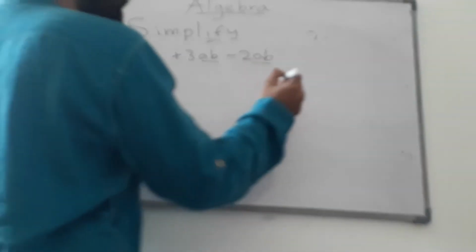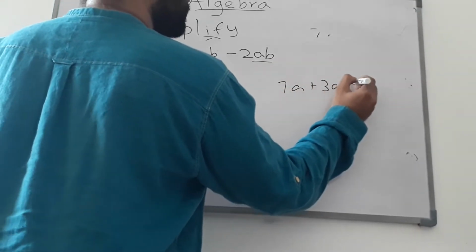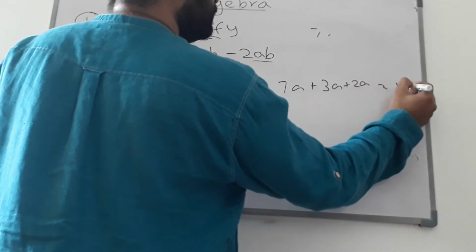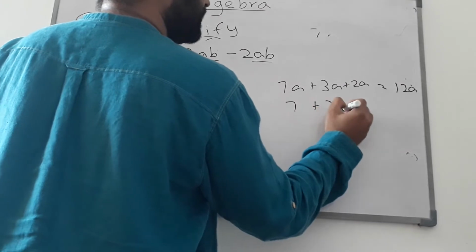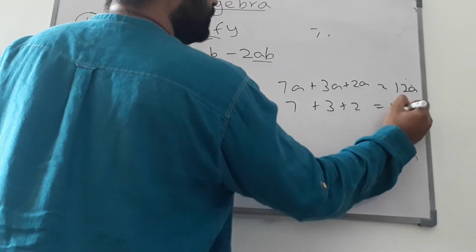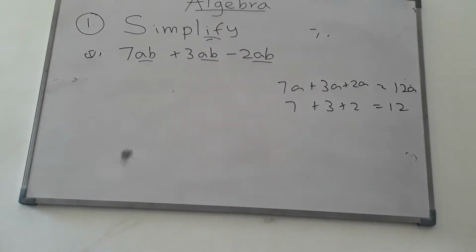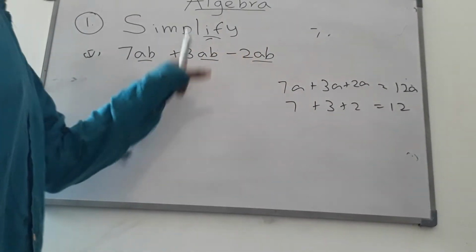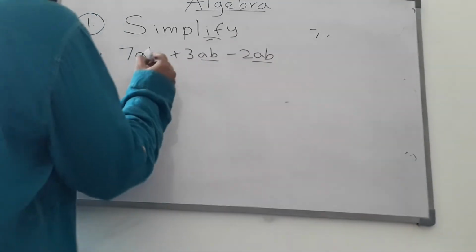Okay, all these terms are ab terms, so we can simplify all three terms together. If these are a terms, 7a plus 3a plus 2a, it is 7 and 3, 10, 10 and 2, 12a. Same as 7 plus 3 plus 2 means 7 plus 3 is 10, 10 plus 2 is 12. And these are a terms, these are number terms, and these are ab terms. These are ab terms, that means product of a and b terms. We can simplify this as well. 7 and 3 together 10, 10 minus 2 means 8ab. This is the answer.